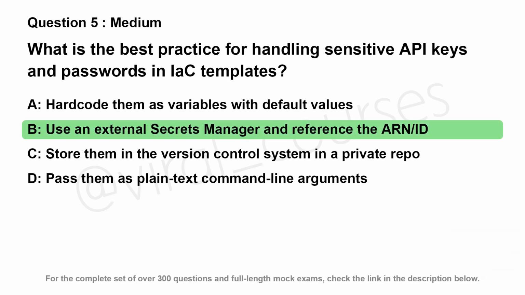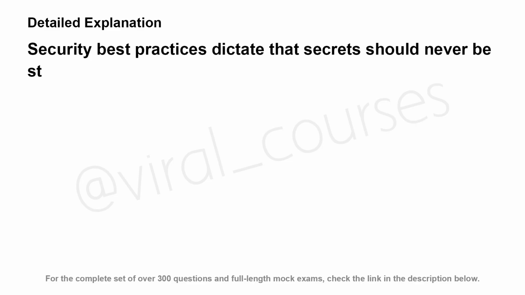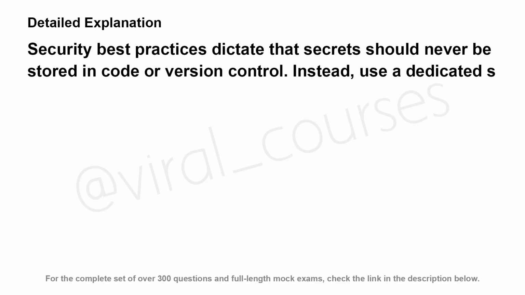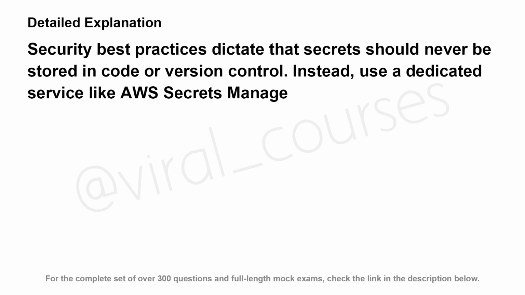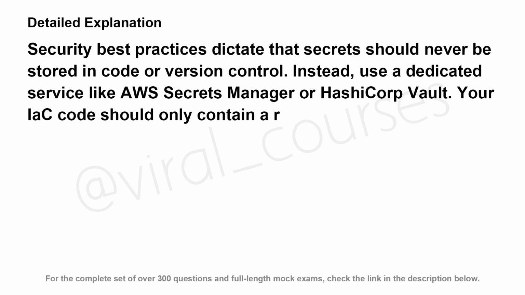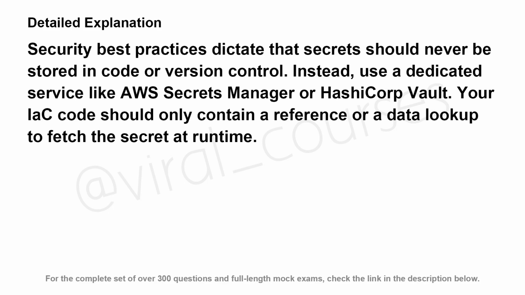The correct answer is B. Security best practices dictate that secrets should never be stored in code or version control. Instead, use a dedicated service like AWS Secrets Manager or HashiCorp Vault. Your IaC code should only contain a reference or a data lookup to fetch the secret at runtime.